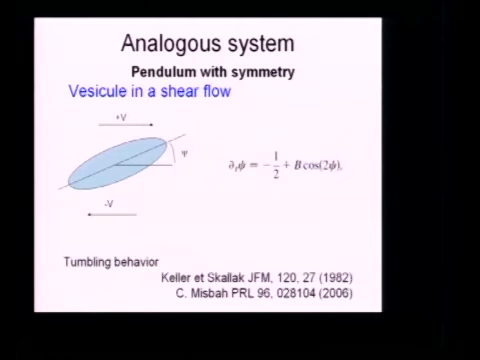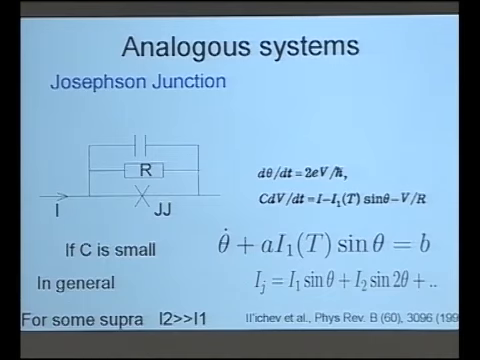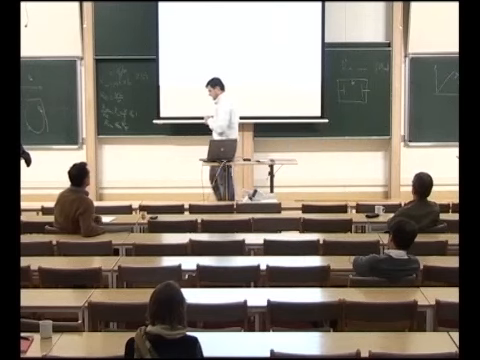I have also a few other examples in which you have this saddle-node bifurcation that I could discuss in more detail if people are interested. So, a vesicle in shear flow displays a bifurcation, and even a Josephson junction. It has exactly the same structure, and that's constrained by the symmetry of the problem, actually. So, I'm almost finished now.